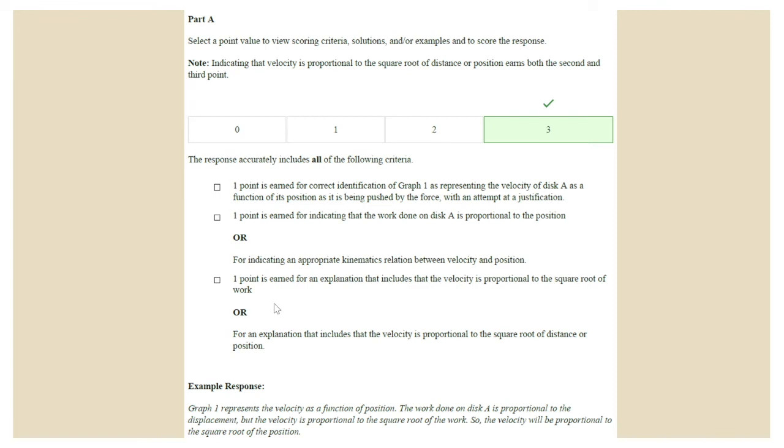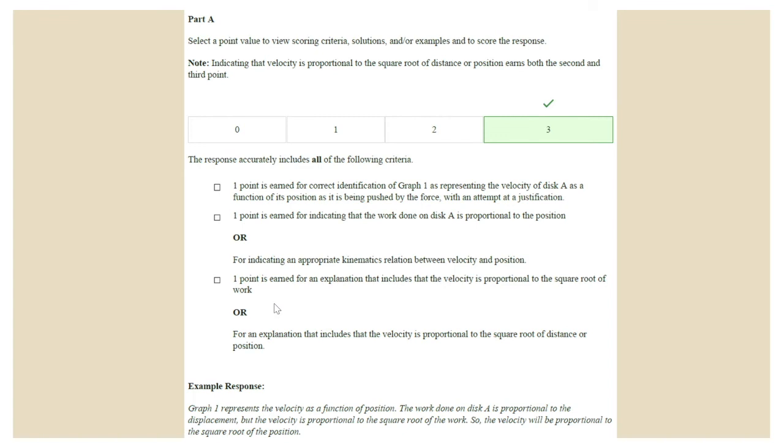Now, I first looked at this and didn't see that note above and thought, well, that's stupid. Why would you explain it in that sort of drawn out way when you could just say, hey, look at the equation. The final velocity is directly proportional to the square root of the position, period, end of story. They give you that here. And so that's an important thing to realize. So you get 1 point for the answer, that it's graph 1, with some attempt at a justification, and then 2 points for that explanation.